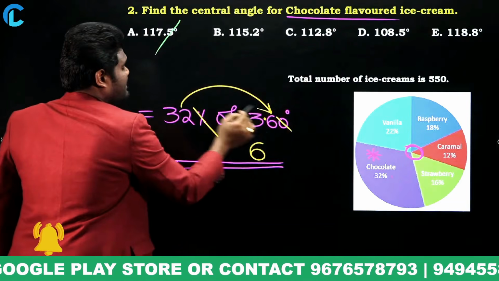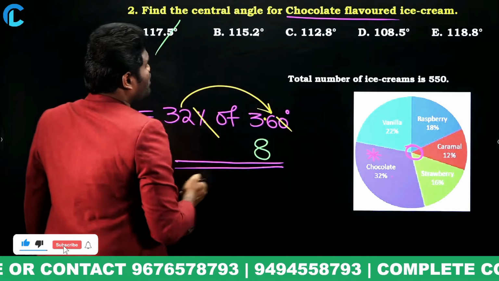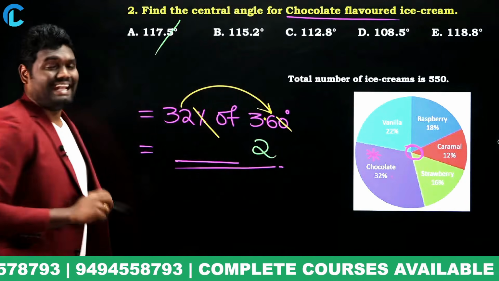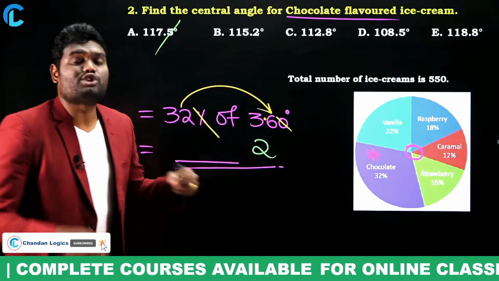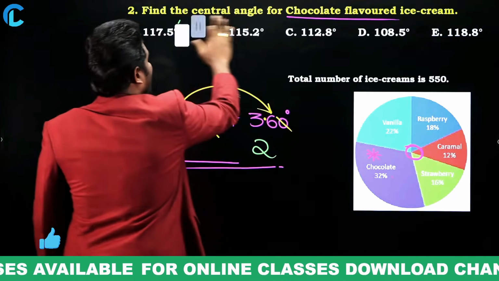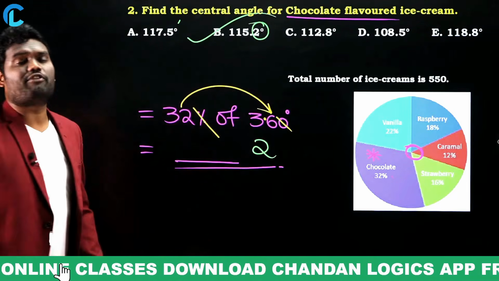Last digit, 2 sixes are 12. Just a minute, I thought 2 nines. Actually, it is not 2 nines. It is 2 sixes. So 2 sixes are 12, which means the last digit should be 2. So the last digit 2 means we have only one option. So directly I can say the answer is 115.2.